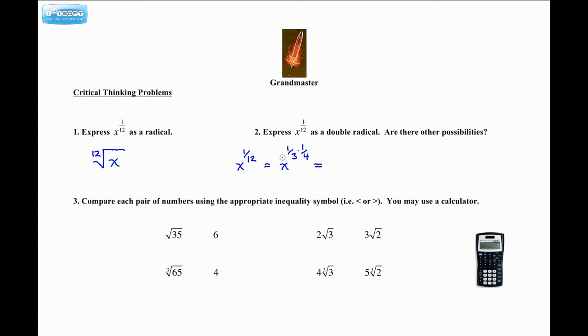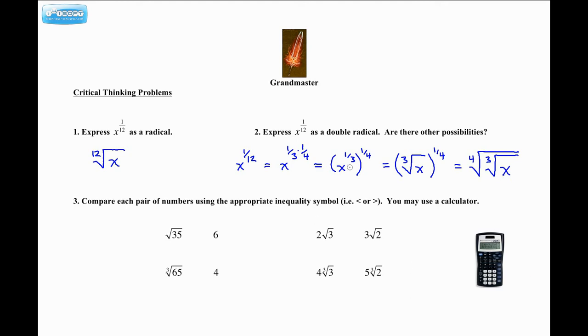Well, I can group the 1/3 with the x in brackets and then raise that to the 1/4. Now I can write this as a radical. x to the 1/3 is just the cube root of x. But again, this is still being raised to the 1/4. Something to the power of 1 over 4, I can write as the 4th root. So it's the 4th root of the cube root of x. So this is what a double radical is. It's when you have a radical that's inside a radical.